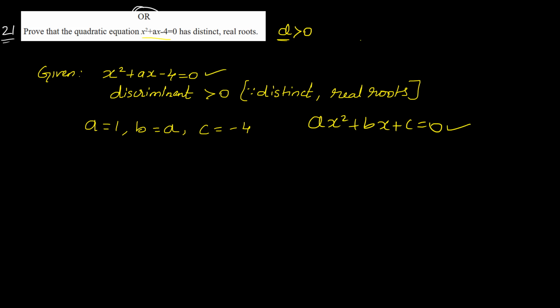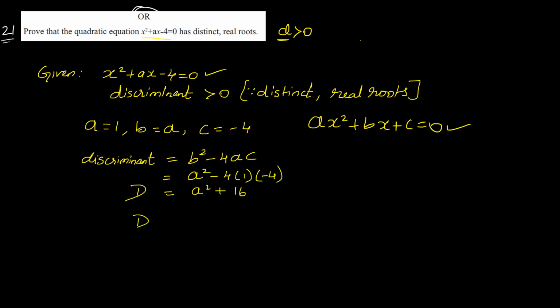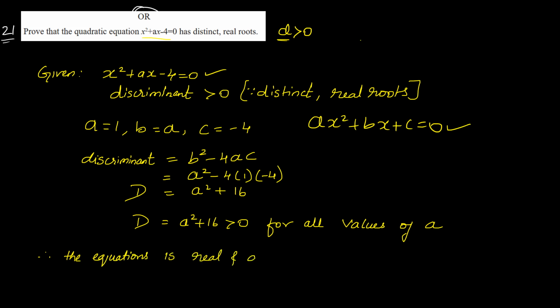Then what you have to do? You have to substitute in the formula. What is the formula? Discriminant is equal to b square minus 4ac. Substitute all the values: a square minus 4 into 1 into minus 4. So D is equal to a square plus 16, which is greater than 0. Whatever the value of a, whether it is plus or minus, because a is squared, it will be a positive number. So D is always greater than 0. Therefore, the equation has real and distinct roots.